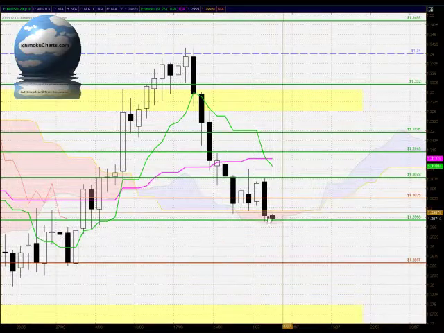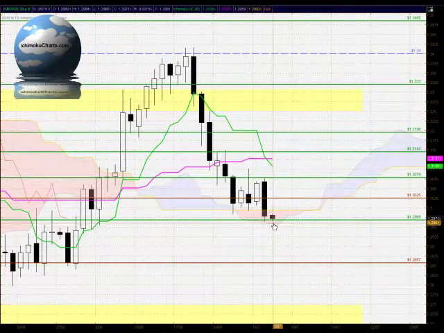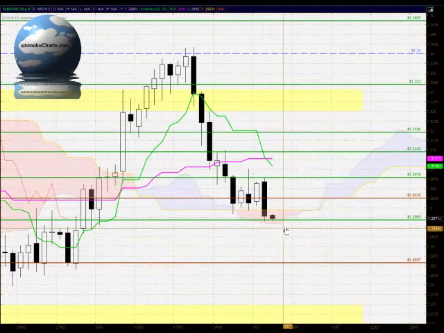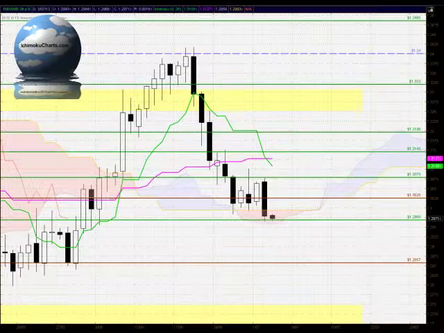But it certainly does look at the moment as though the likelihood would be a breakout down to the downside. But let's not preempt the market. Let's wait for confirmation of that to occur.